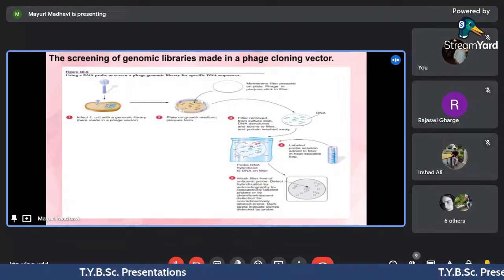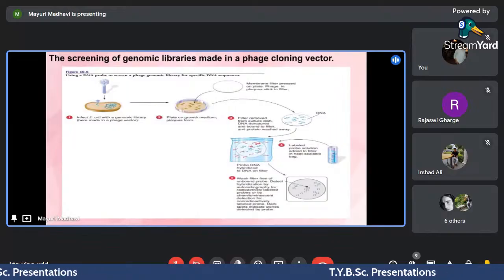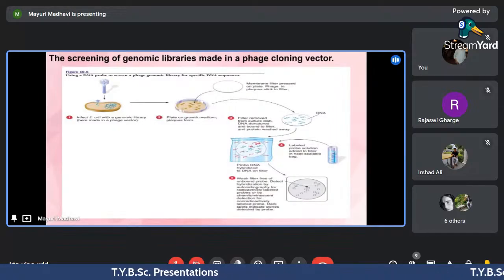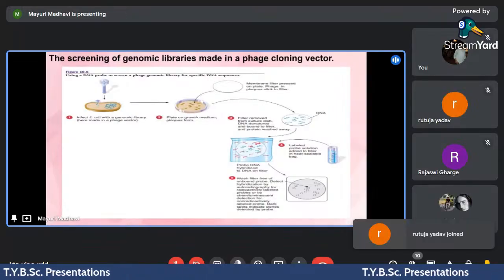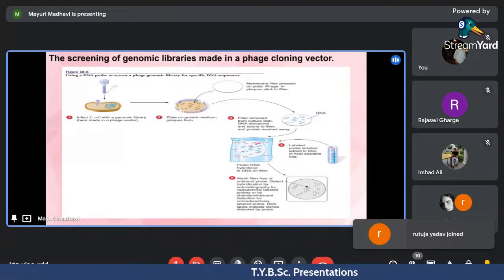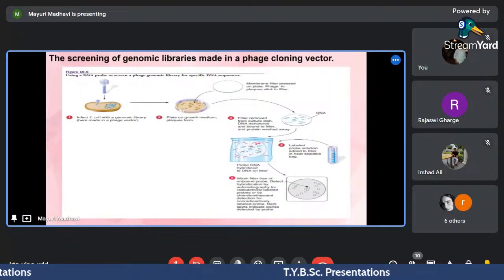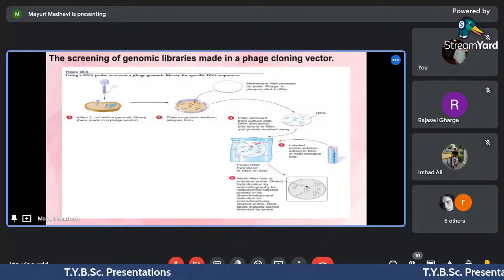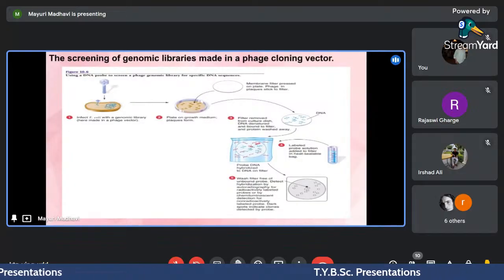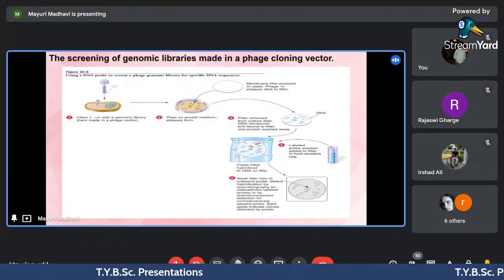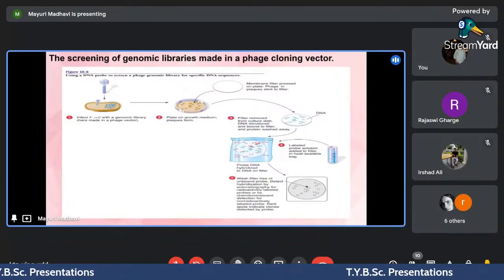In the third step, the membrane filter is placed on the plate. Phage particles which are present in the plaque stick to the membrane filter. The filter is then processed to lyse any bacterial cells, denature the DNA to single-stranded, and then bind that DNA to the filter. In the fourth step, next the filter is placed in heat-sealable plastic bags and incubated with probe which has been labeled radioactively or non-radioactively.